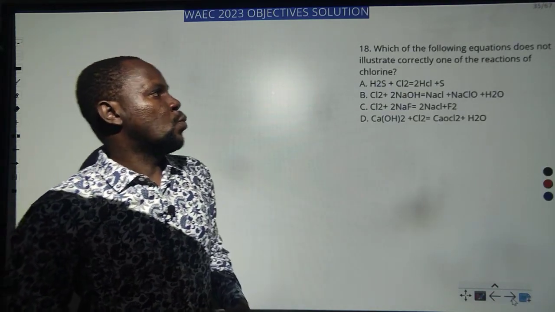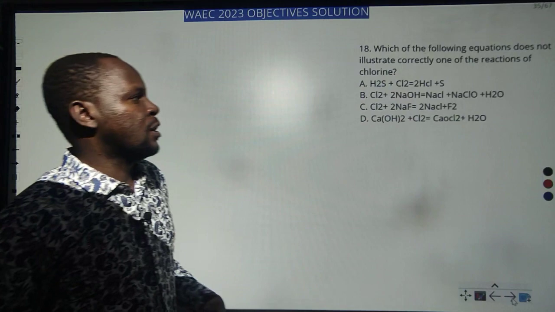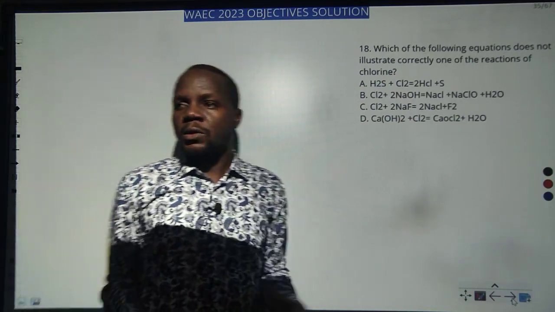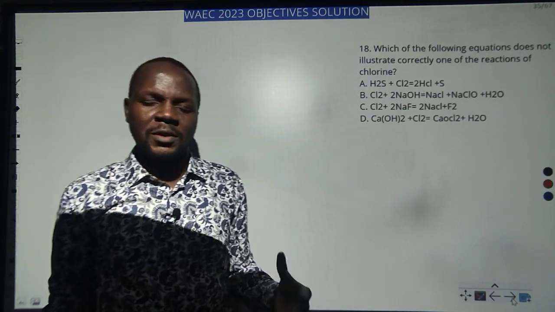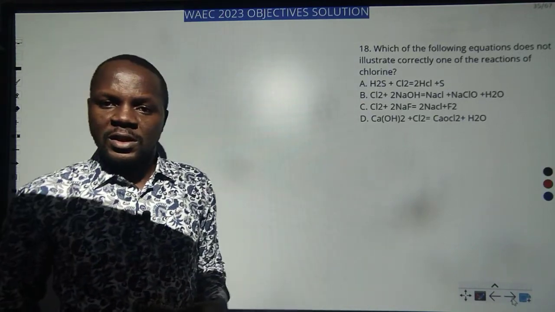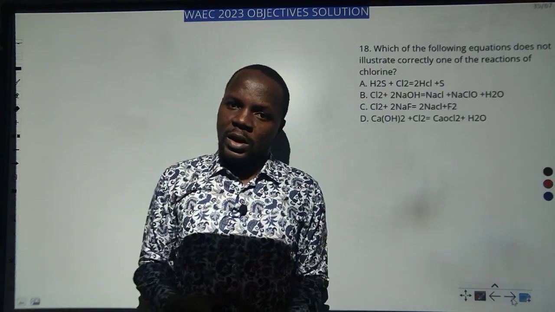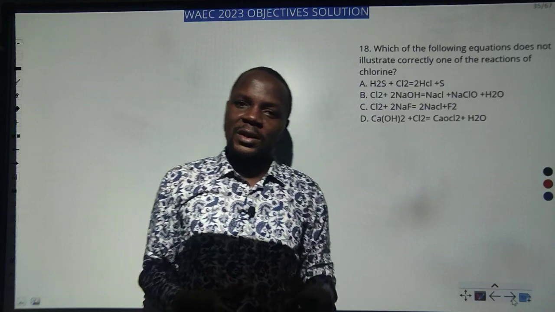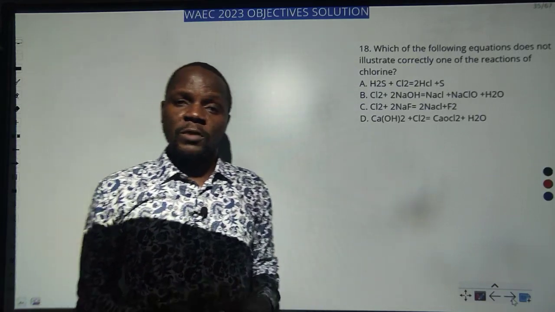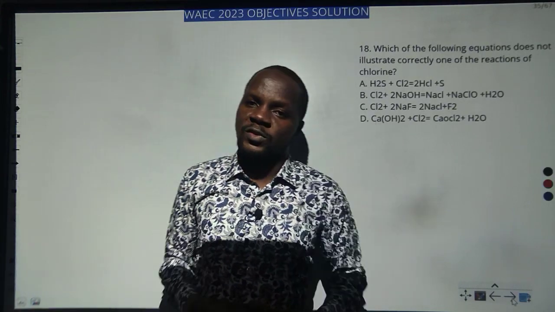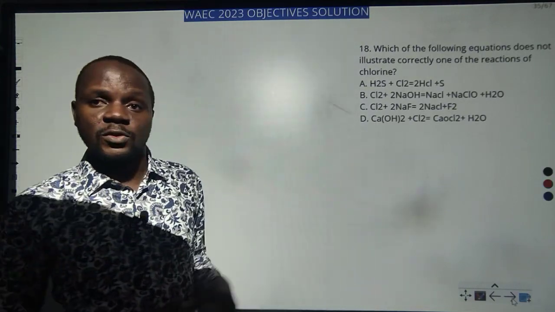Thank you very much. Which of the following equations does not illustrate correctly one of the reactions of chlorine? Chlorine was discovered by Scheele. We can produce chlorine by the Deacon process, but that is not what this question requires. There are a lot of reactions. One of the sweetest reactions of chlorine is the displacement reaction. Now focus on the question, because I think it's testing you on chlorine.